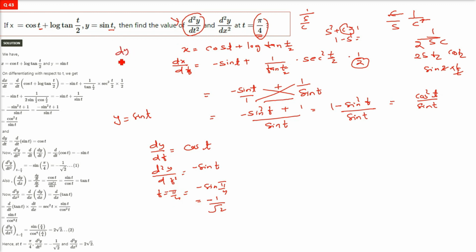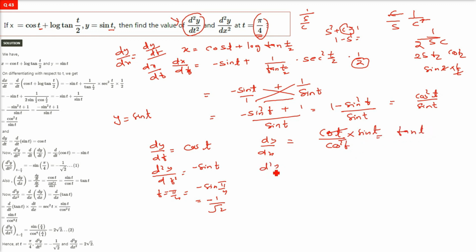Next one is d2y by dx2. In order to find it, we need to have dy by dx. dy by dx is nothing but dy by dt divided by dx by dt. dy by dt we have already found out as cos t. So dy by dx is dy by dt divided by dx by dt. So we have cos t divided by cos square t by sin t, so sin t goes up and I am writing it in the numerator. One cos you can cancel, and sin t by cos t is going to be tan t.